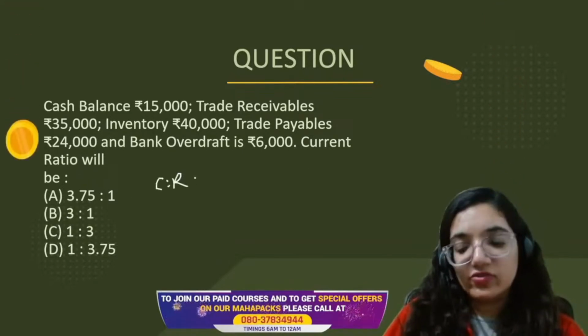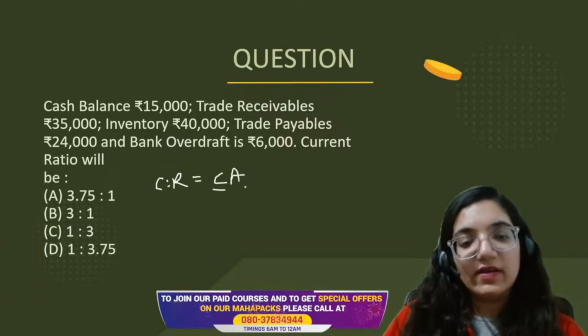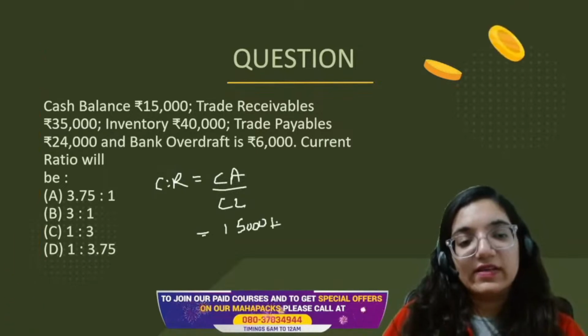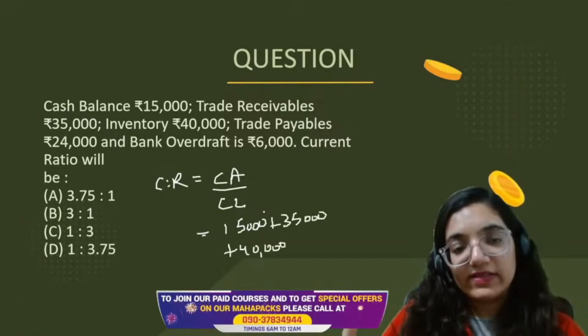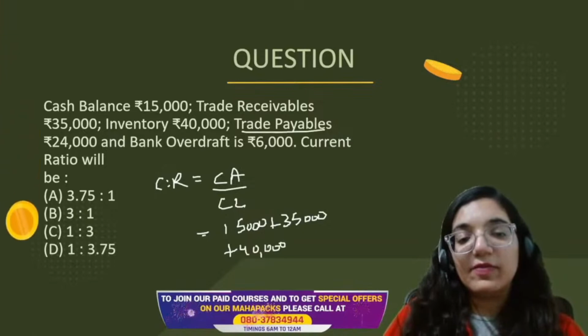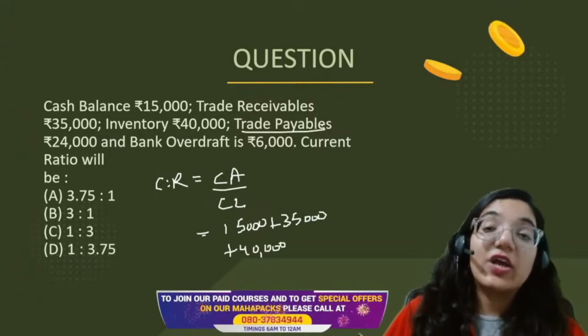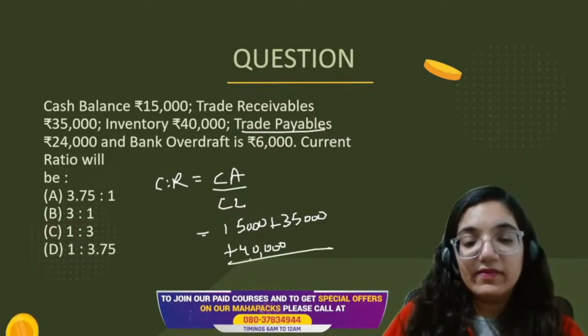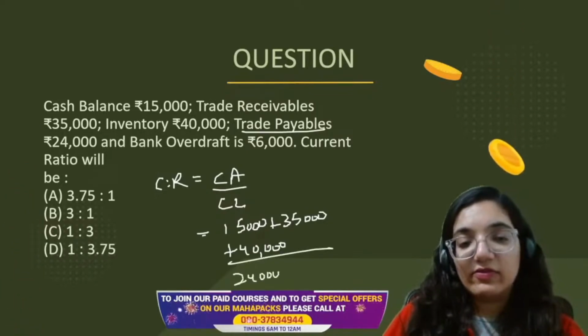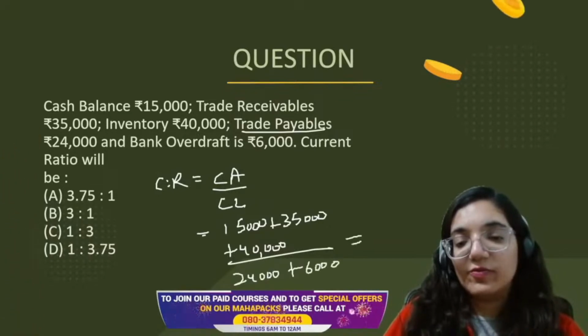For current ratio, it is going to be CA upon CL. Our current assets are 15,000 of cash balance, trade receivables of 35,000, and inventory of 40,000. That's it. Why? Because trade payable is given. The money which I owe to someone else, that would be divided. That is 24,000 plus 6,000. What would be the answer, everyone?